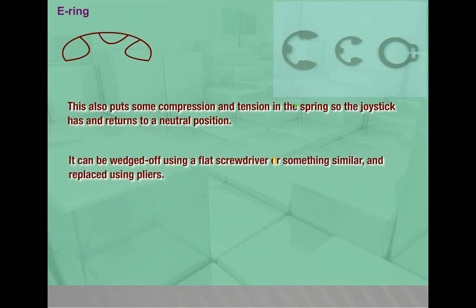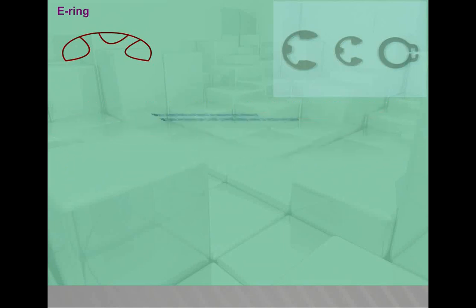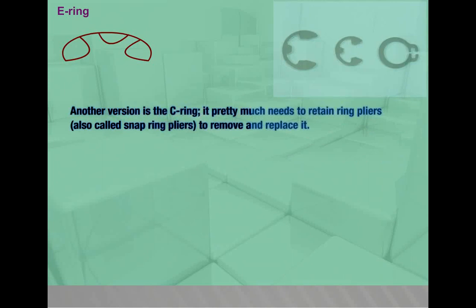It can be wedged off using a flat screwdriver or something similar and replaced using pliers. Another version is the C-ring. It pretty much needs retaining ring pliers, also called snap ring pliers, to remove and replace it. Other joysticks use a bolt or nut for the retaining function.